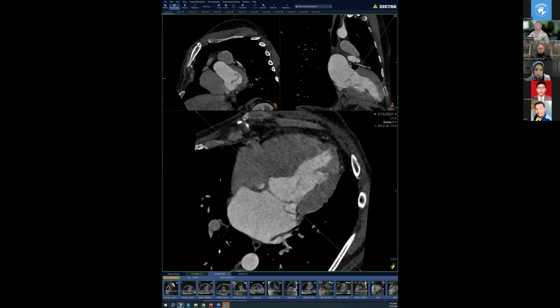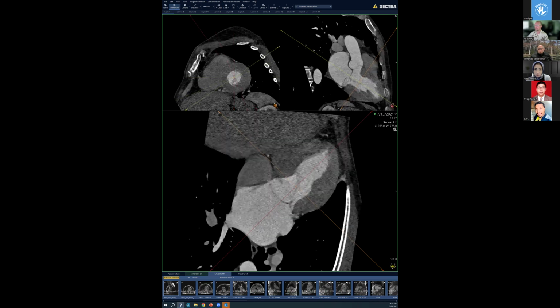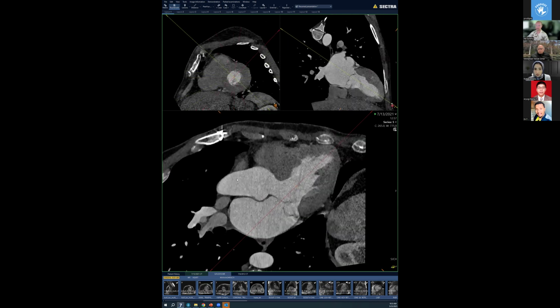And then find the view where you can see the prolapse the best. Right? In this case, it's the 3-chamber view. And again, use your anatomic landmarks. So this is the hinge point of the mitral anterior leaflet where it meets the aortic root and the aortic leaflet. So that's the annulus here.